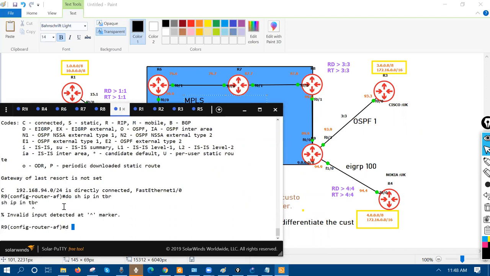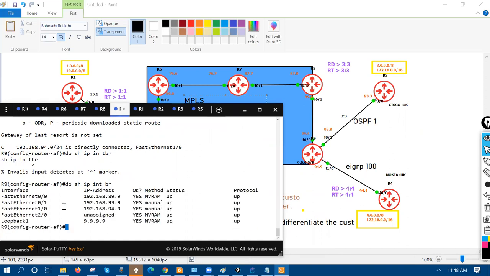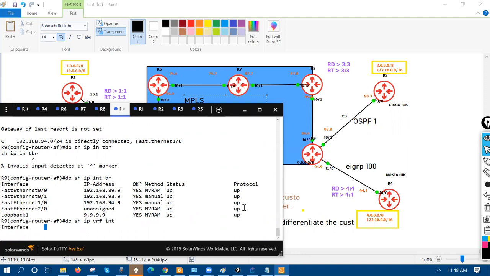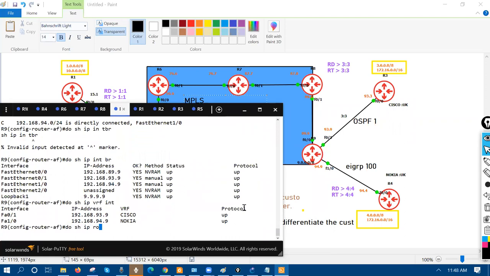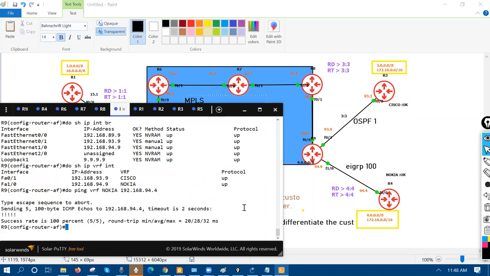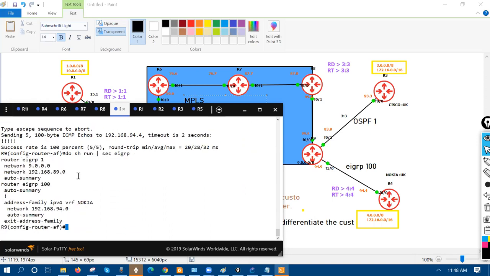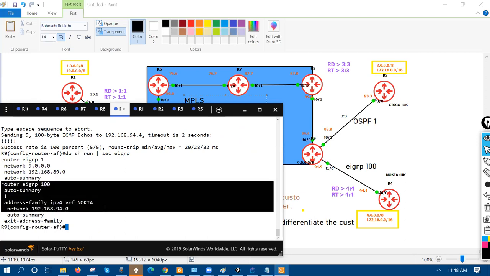Do show IP interface binding. R9, last zero. It's good, right? This interface. What is the next thing we need to verify over there? Do show IP VRF. VRF. Yeah. Everything is working fine. Then let's check the EIGRP now. EIGRP is also full, right?